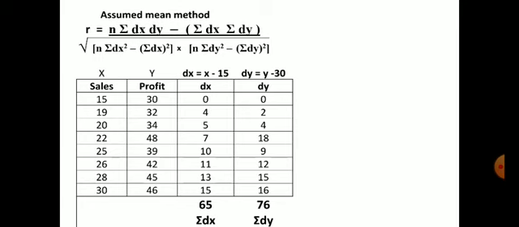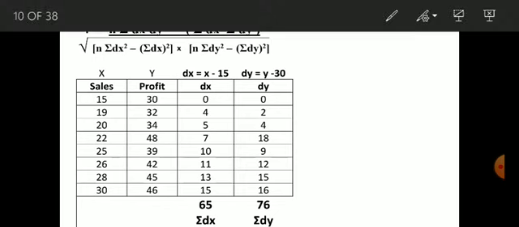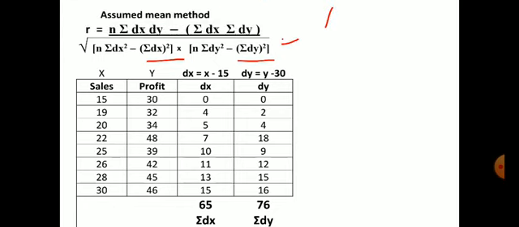Okay, we found dx and dy. Now what do we have to find? We have to find dx square and dy square, and we should also find the dx dy part as well, right? Dx square means what? Dx square is nothing but dx into dx value.